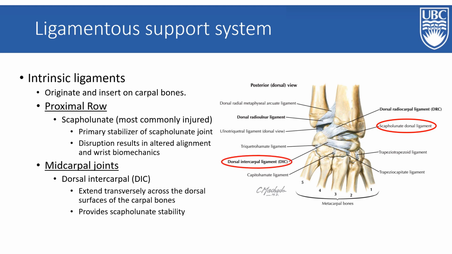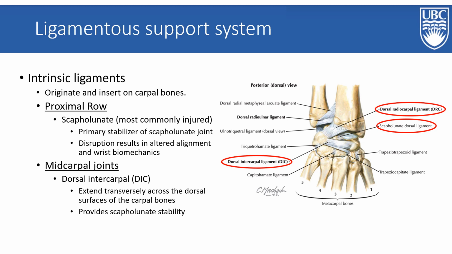The dorsal intercarpal ligament, also known as DIC, extends from the dorsal tubercle of the triquetrum to the dorsal groove of the scaphoid. It also has attachments to the lunate, and in 50% of individuals, the trapezium. Its function is to provide stability to the carpal bones, in particular contributing to scapholunate stability.